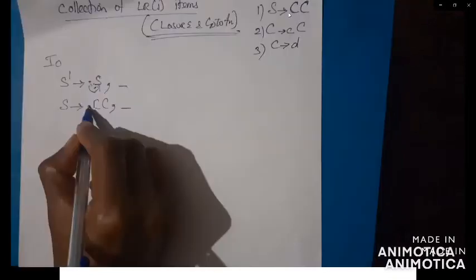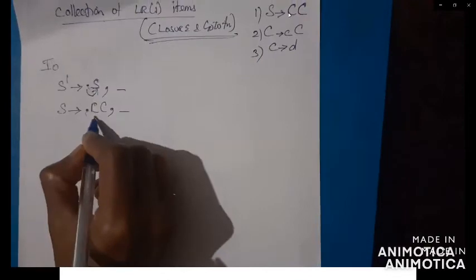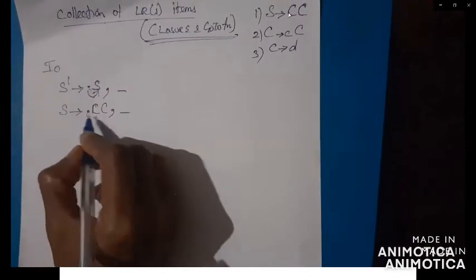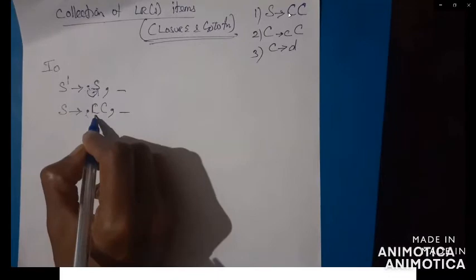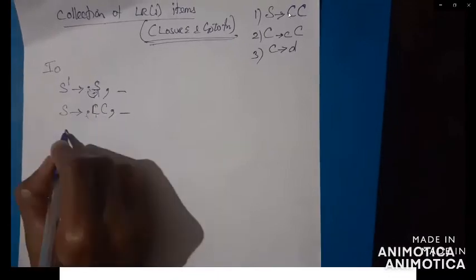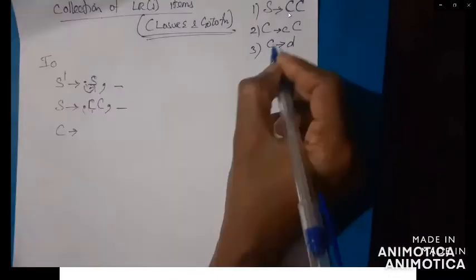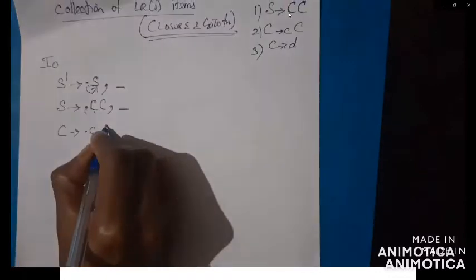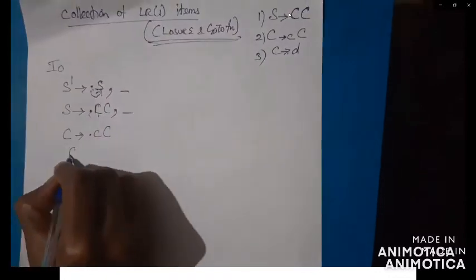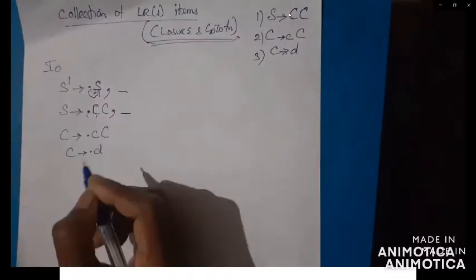Next, check the dot before C. The dot's immediate right side is capital C, which is a non-terminal, so you have to write the productions of capital C. We have two productions for capital C: one is C tends to dot small c capital C, and another is C tends to dot small d.